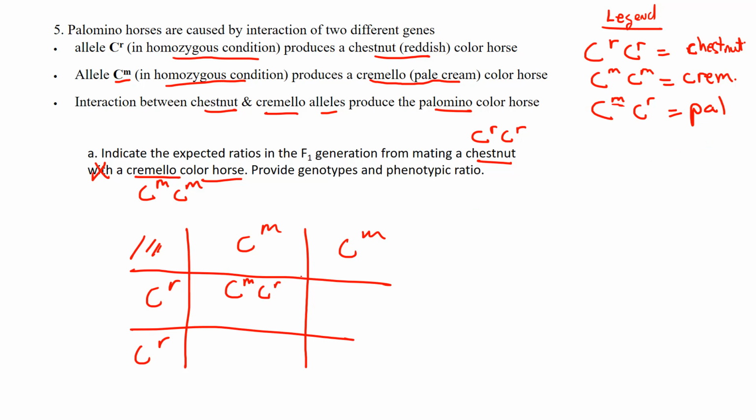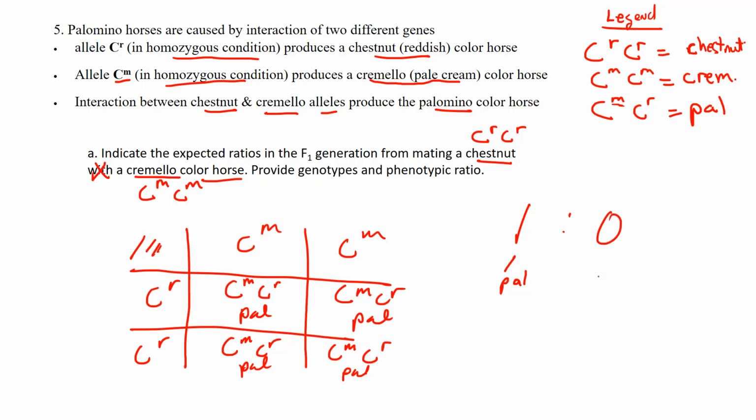I can see very easily that this is a palomino. Same thing, CM, CR, there's another palomino. CM, CR, keep it consistent. Pal, CM, CR, palomino. So my expected frequency here would be 1 or 100% of these are going to be palomino. So if they wanted this, 0 of them would be creme.